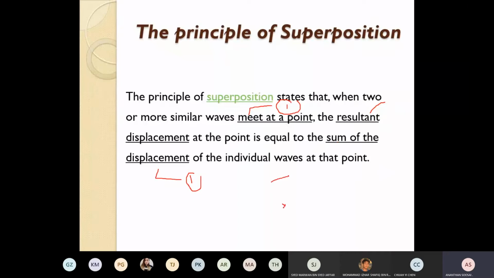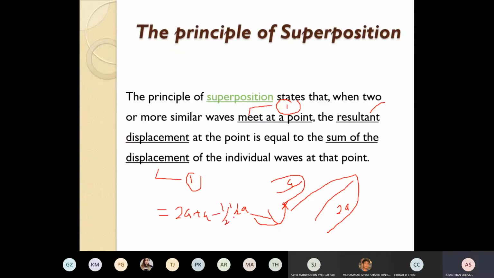Say you have a point, with one wave with a crest of A meeting another wave which is also a crest with 2A, and meeting another wave which is a trough with, let's say, half A. According to the principle of superposition, what is the resultant amplitude? 2A plus A minus half A. So this is going to be 2.5A. Crest is considered a positive displacement, trough we consider a negative displacement.